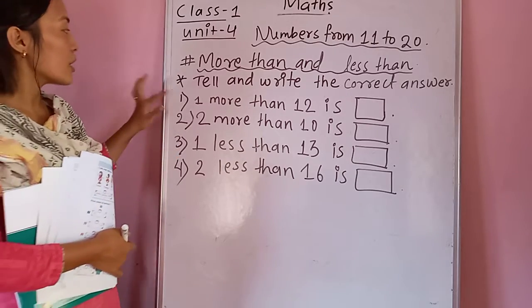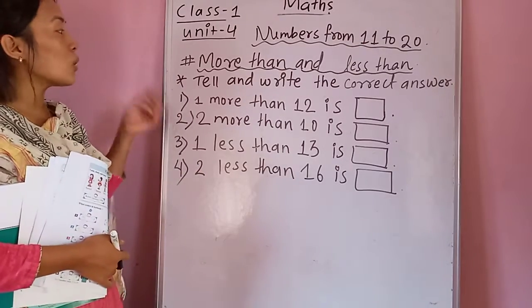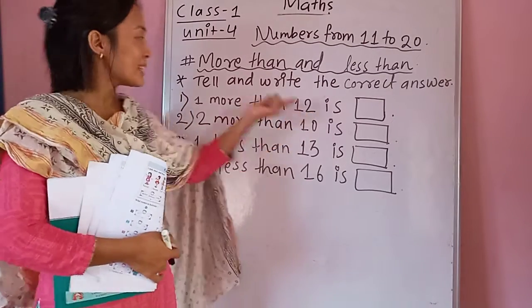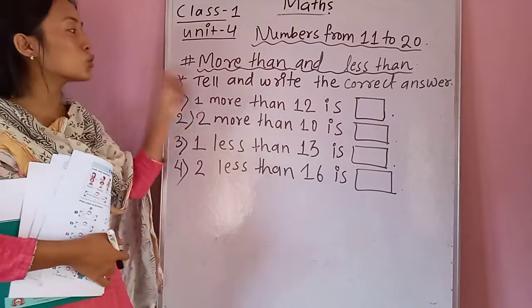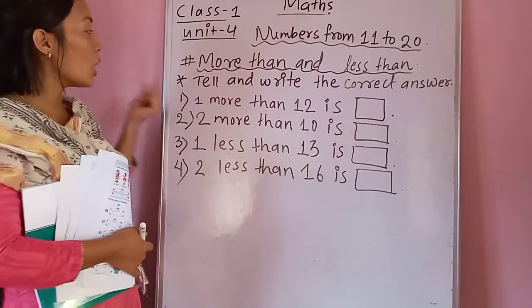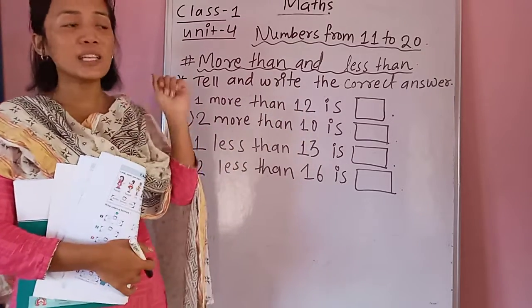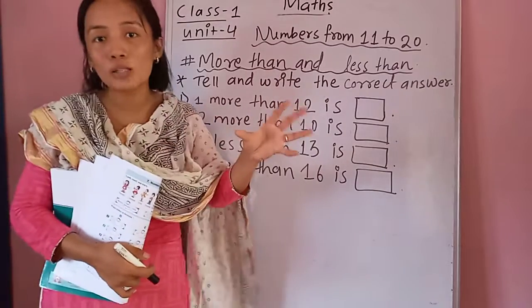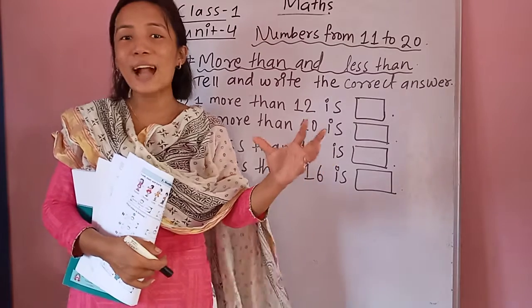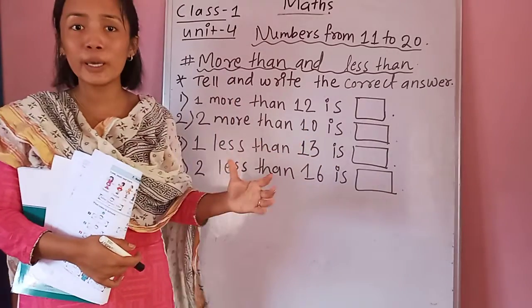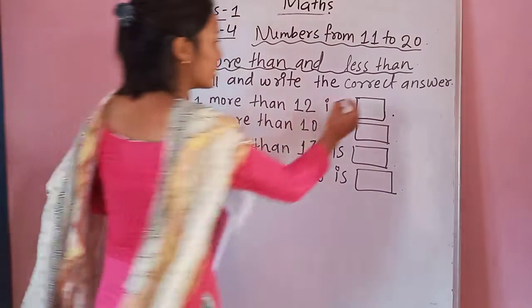No worry for that. Okay, one more than 12 is what? If there is one more in 12, then what will happen? 12 मा 1 अझै एउटा 1 चाहिँ हामीले जोड्यौं भने कति हुन्छ त? Obviously there will be 13. Suppose there are 12 balls. If one more ball is added, then how many balls will there be? There will be 13 balls. So what you have to write here? 1, 3, 13.